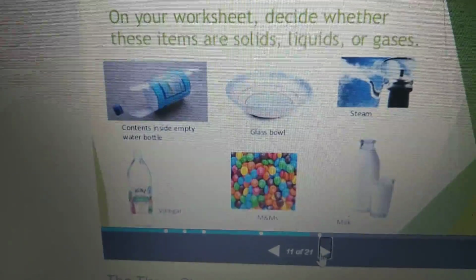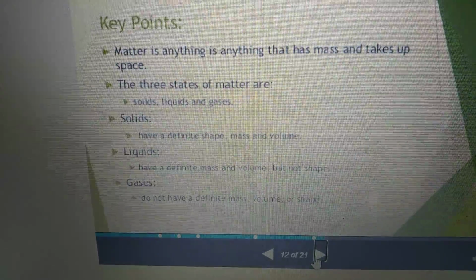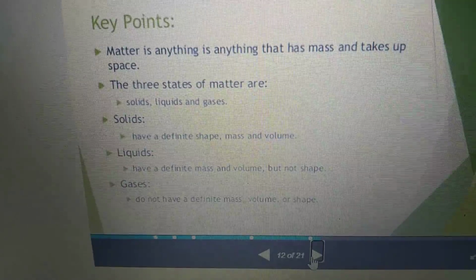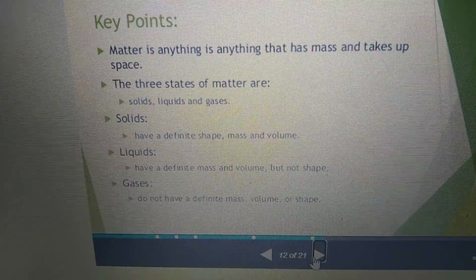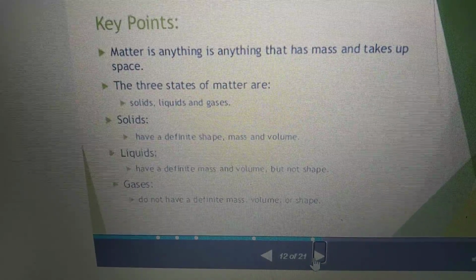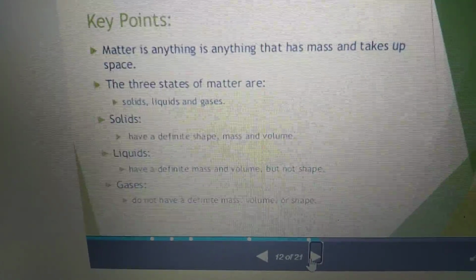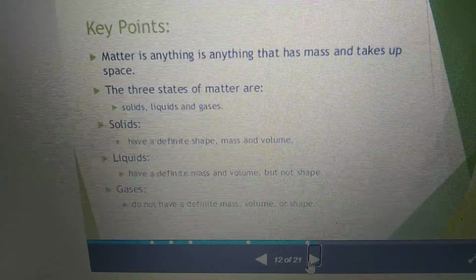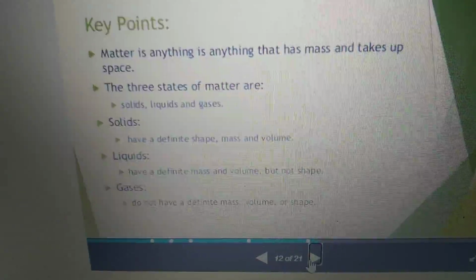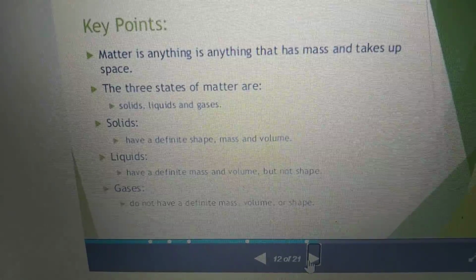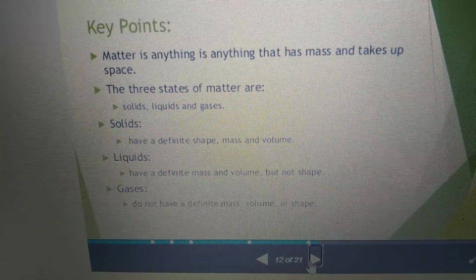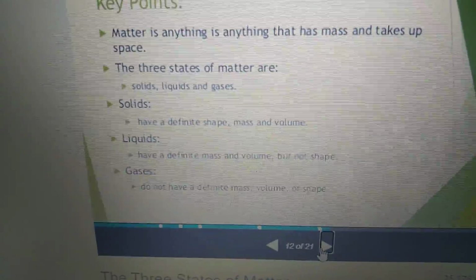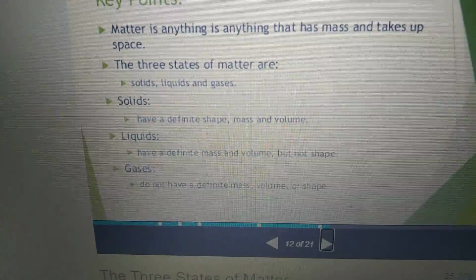This is about solids, liquids, and gases, isn't it? See, matter is anything that has mass and takes up space. What are the three states of matter? Solids, liquids, and gases. Solids have definite shape, mass, and volume. Liquids have no definite shape but have mass and volume. Gases have no definite shape, no definite mass, no definite volume. This is about your states of matter.